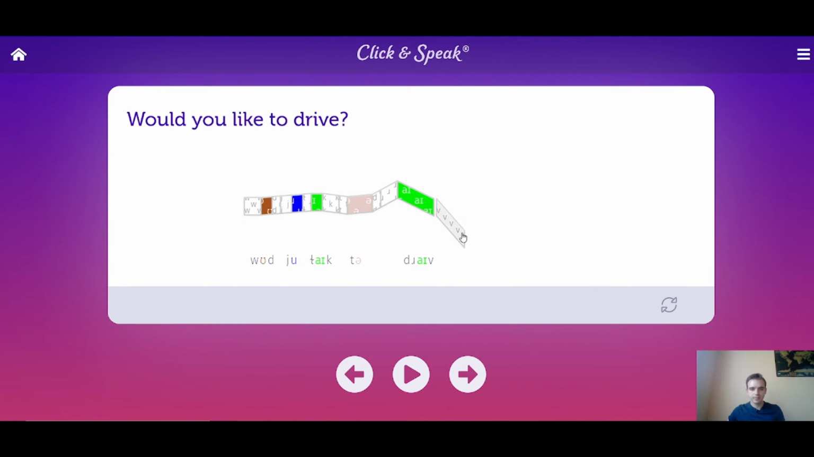Would you like to drive? Same thing, I can click on each word so I can hear it pronounced individually so I can work on my pronunciation on that specific word. For example, would, you, drive. I can listen to the actual sentence repeatedly so I can practice my pronunciation and my accent pronouncing that specific sentence. Would you like to drive?